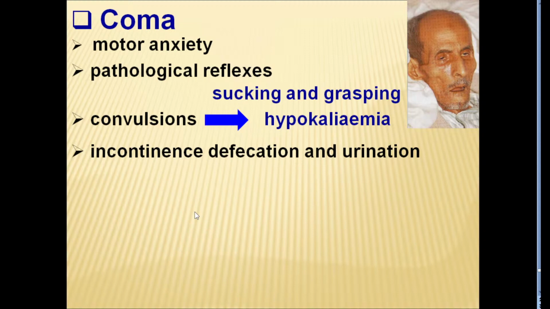The patient doesn't control physiological processes. We see incontinence, defecation and urination, or maybe the opposite. Urine and feces cannot be independently evacuated. The patient needs catheterization of the urinary bladder and a siphon enema to cleanse the intestine.